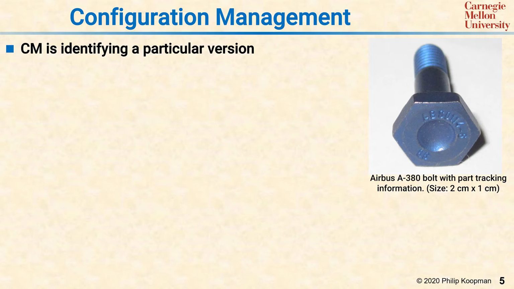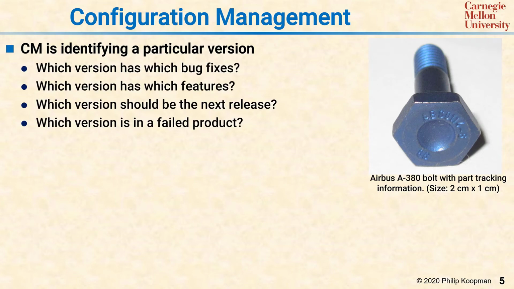You might want to know this because you want to know if it is a version that has a particular bug fix that turns out to be a problem, whether it's a version that has a specific feature so that you know which test to run, because if the feature is not there, it's going to fail the related tests. And if you're upgrading a system, there might be a dependency that a certain version has to already be installed before you can update to the next release. You also want to know which version of software is in a failed product, so you can go back to the version control system and pull out the corresponding software to look for where the bug is.